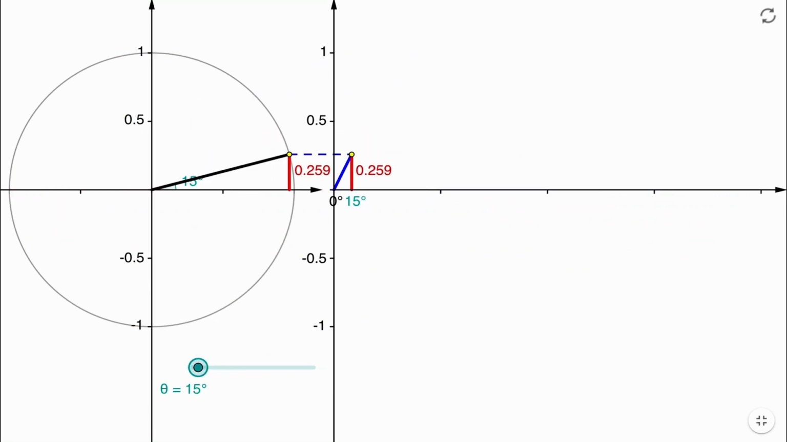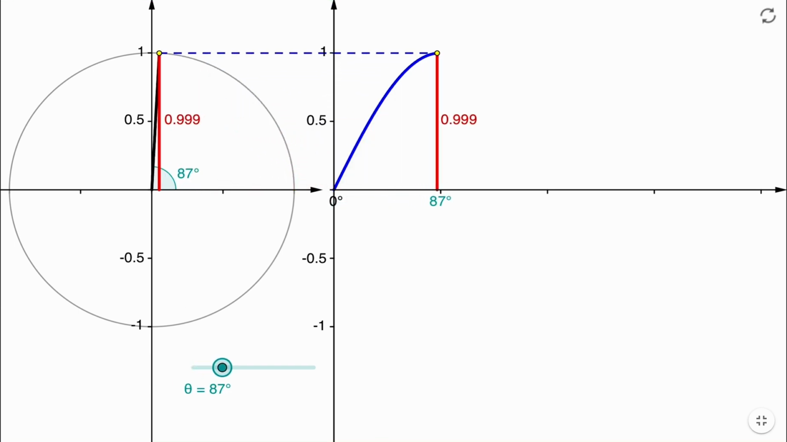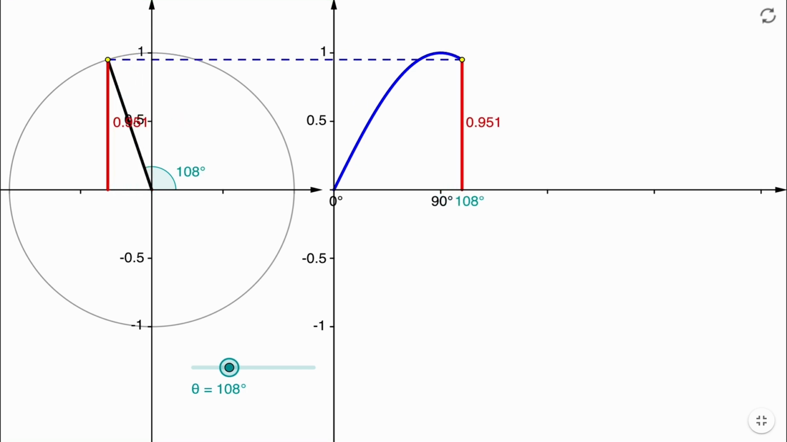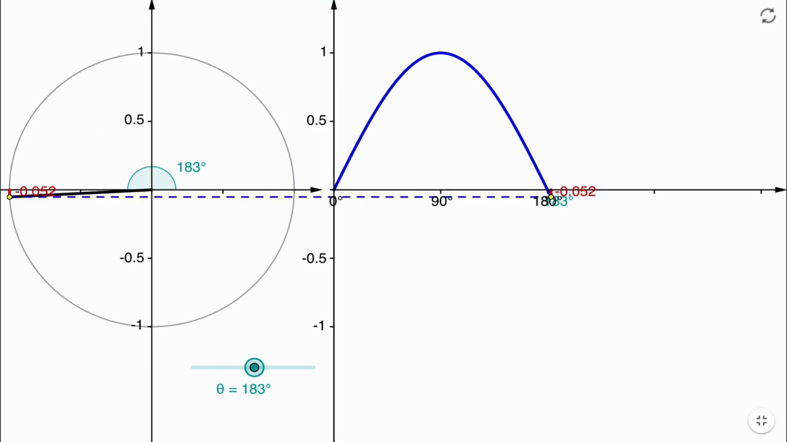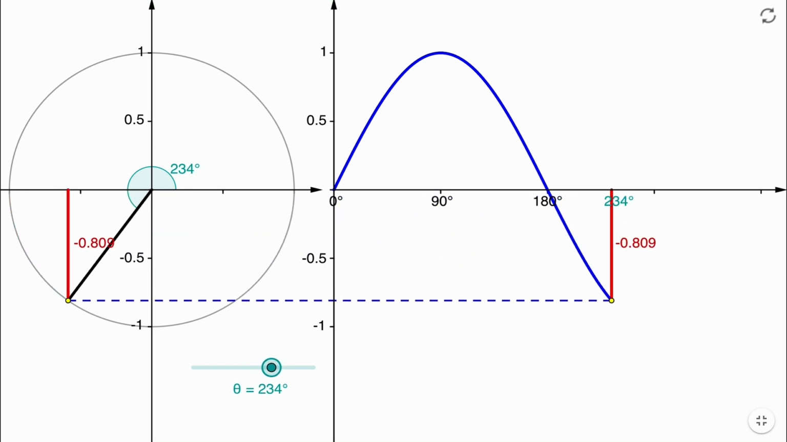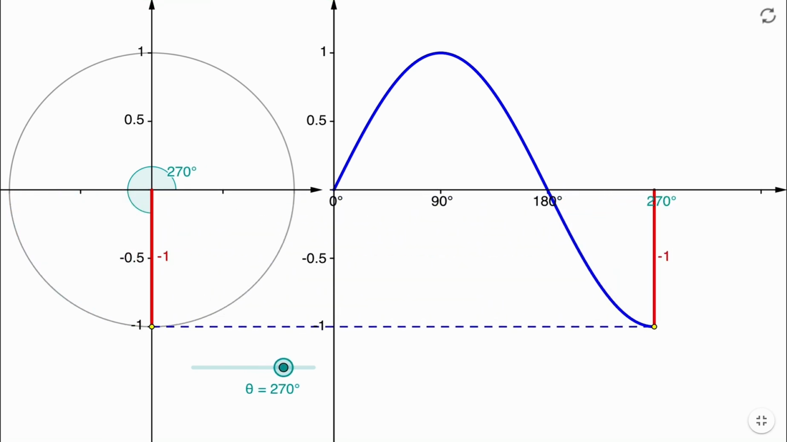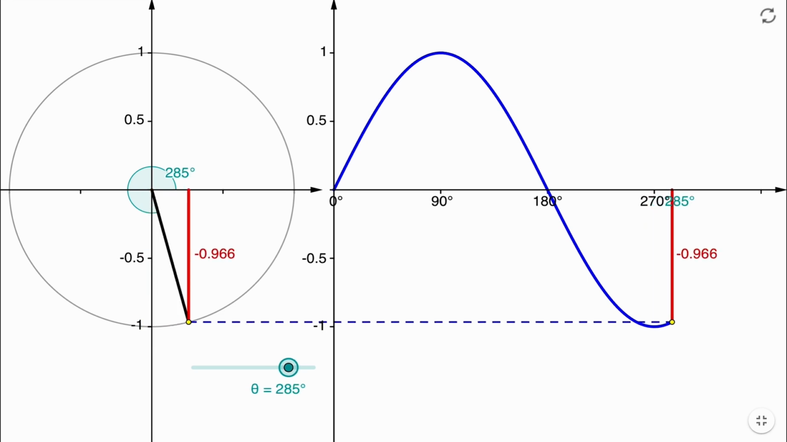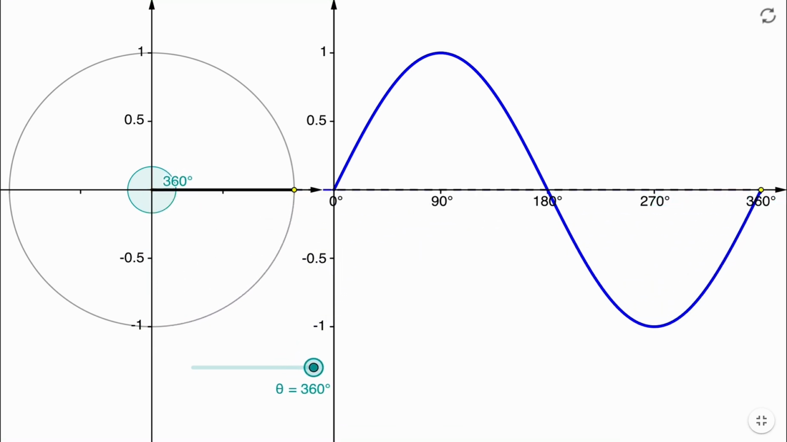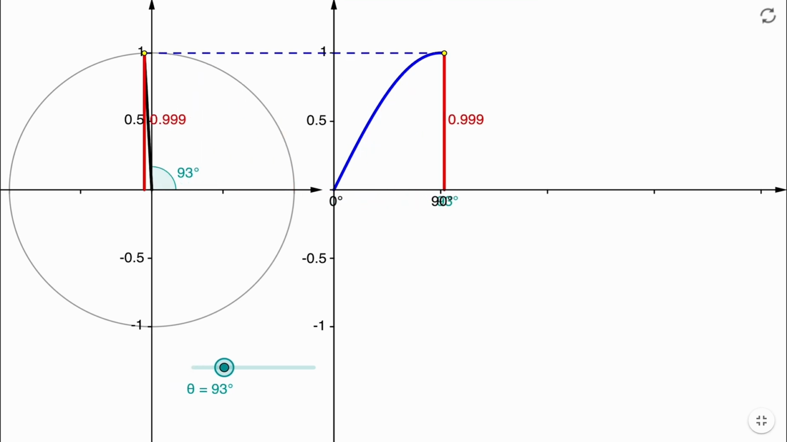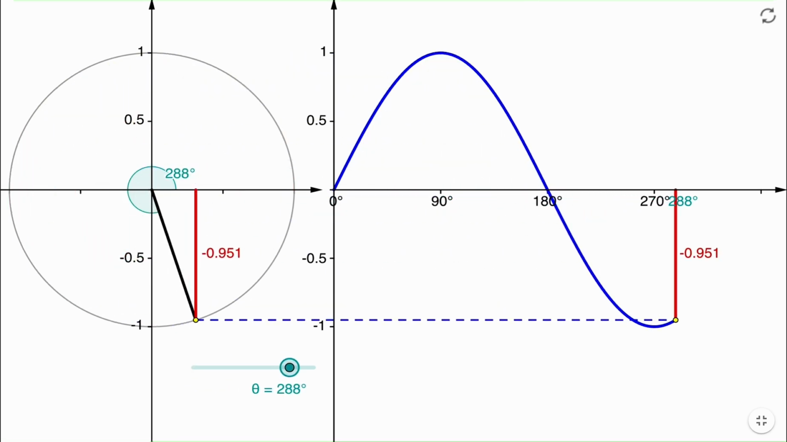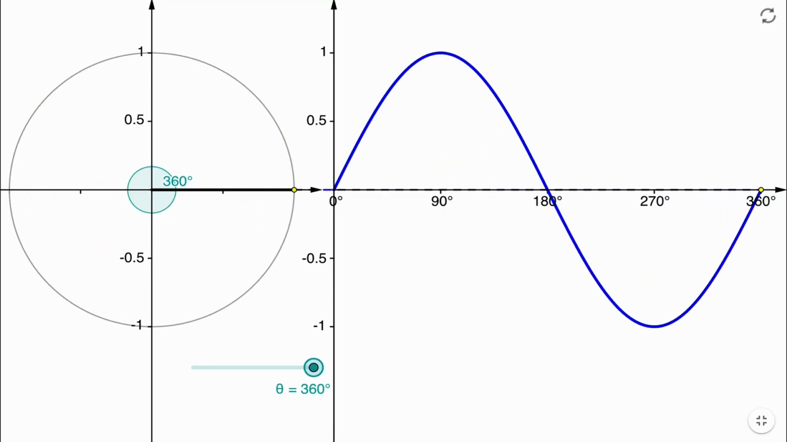So the sine wave starts here at 0, goes up to 1 at 90 degrees, goes back to 0 at 180 degrees, comes down to -1 at 270 degrees, and then when we hit 360, one full revolution, we're back to 0. So a full sine wave goes up, down, and back to the middle in one full revolution of the circle, in 360 degrees.